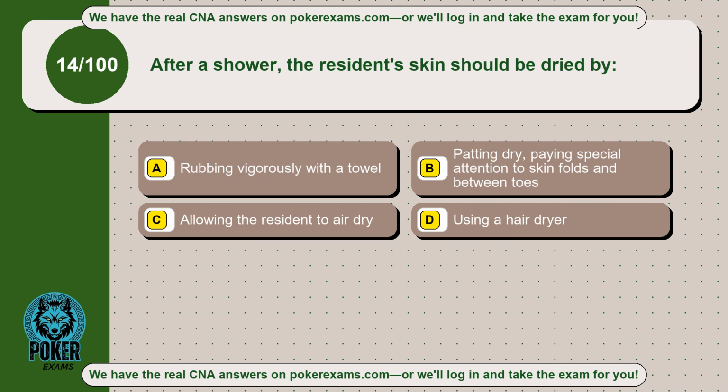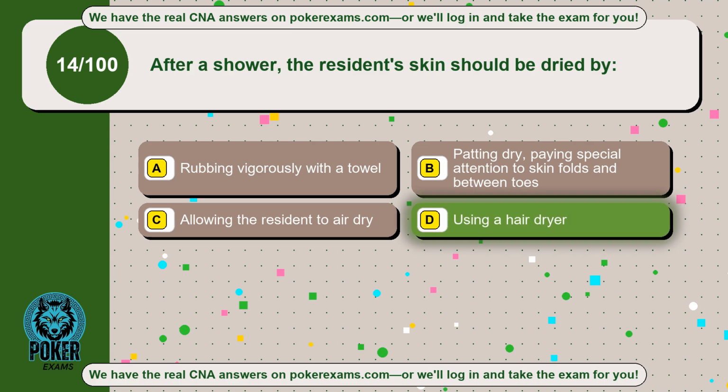Question 14. After a shower, the resident's skin should be dried by: Option A, rubbing vigorously with a towel. Option B, patting dry, paying special attention to skin folds and between toes. Option C, allowing the resident to air dry. Option D, using a hair dryer.